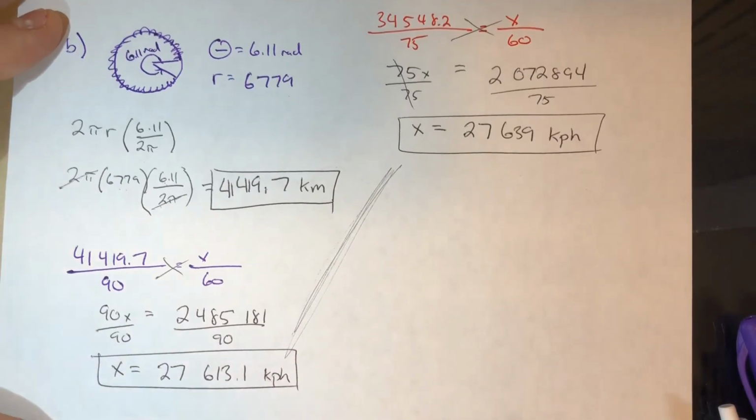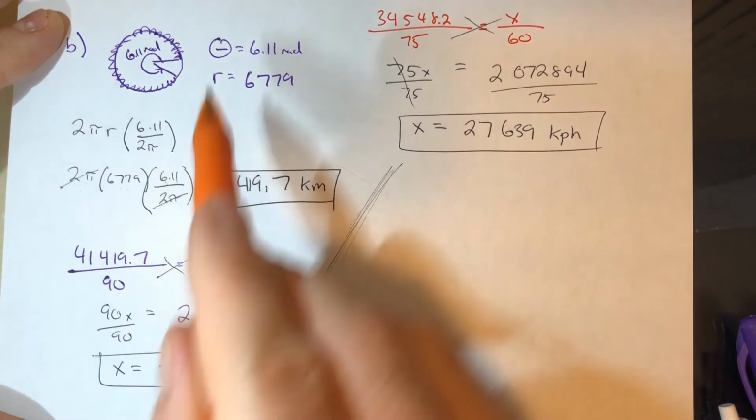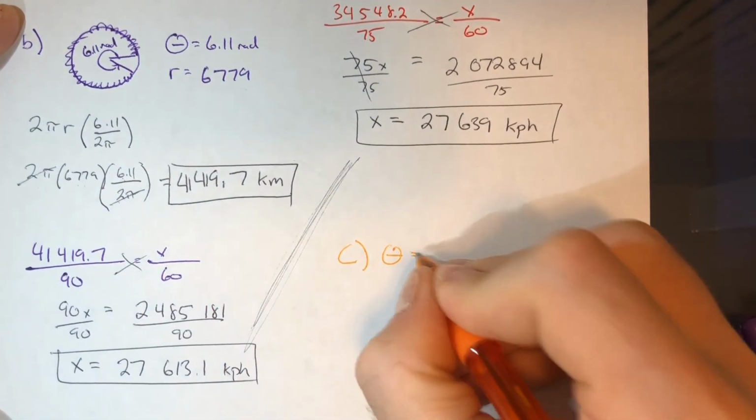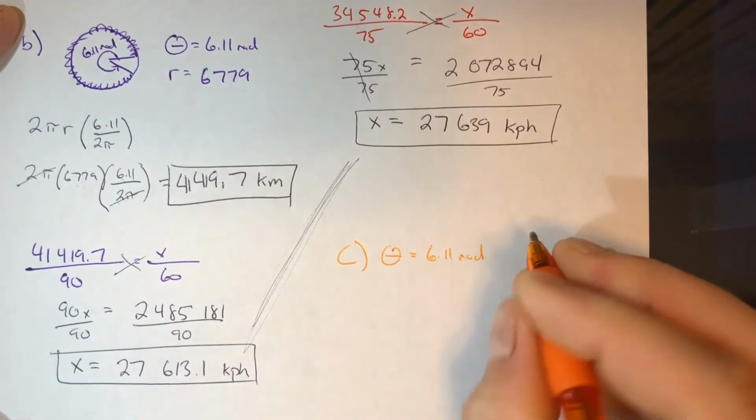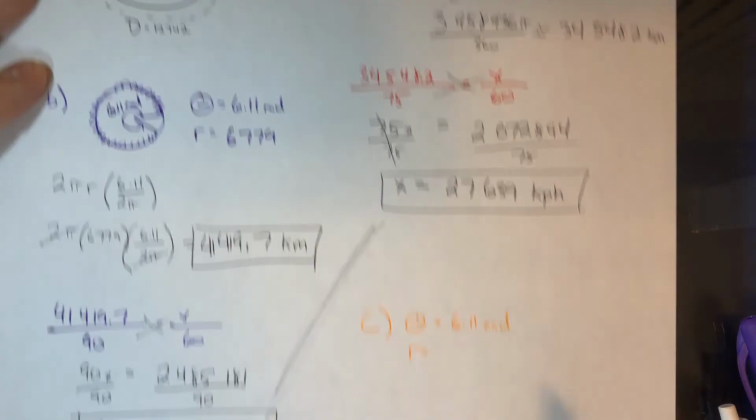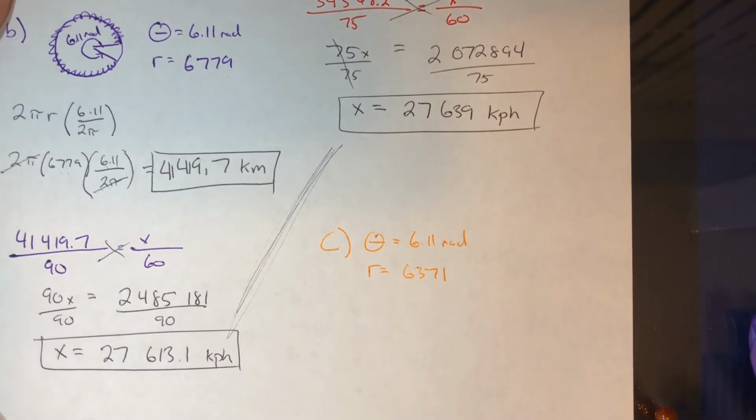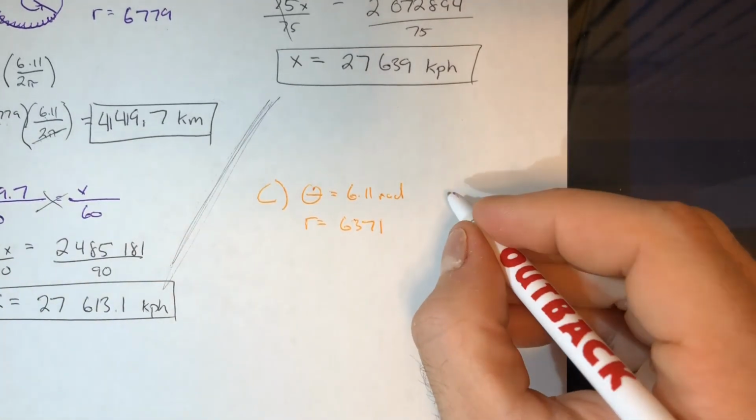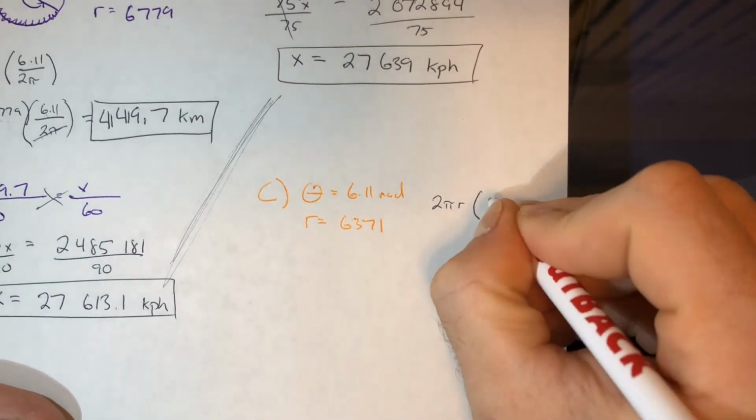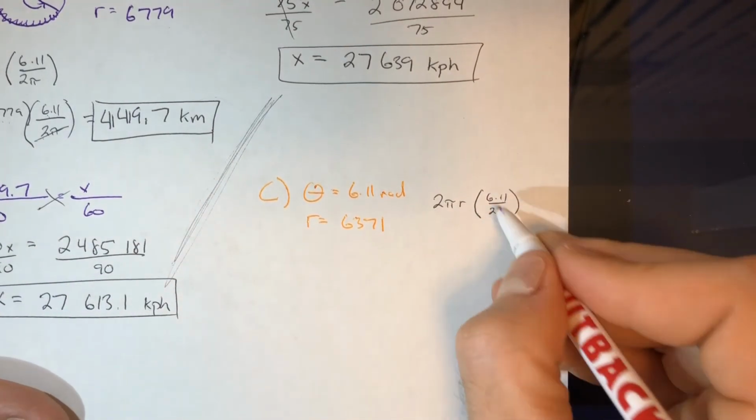So just because I'm biased and I like radians, because it does this nifty thing where the 2 pi's cancel out, I'm going to use part B as my model for part C. I'm going to say it traveled a distance of 6.11 radians, and its radius was the original radius of the Earth because we're using land speed, so 6,371 kilometers. And so let's figure out what that is. We need to figure out the distance traveled, so 2 pi r times the 6.11 over 2 pi. The full circle times whatever fraction we're getting.